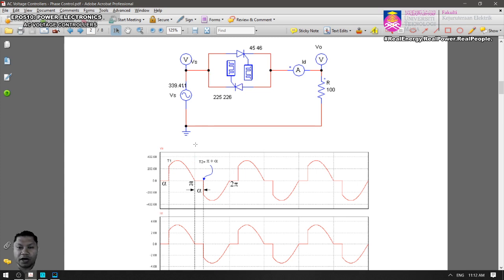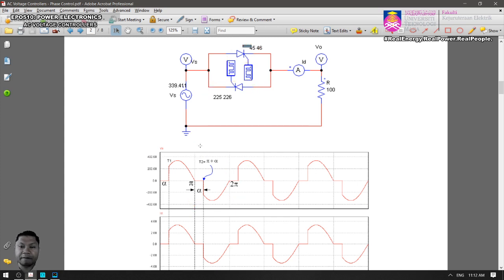So thyristor 1 will control the positive cycle, okay, and thyristor 2 will control the negative cycle. From here to there. Okay, so how to do that?